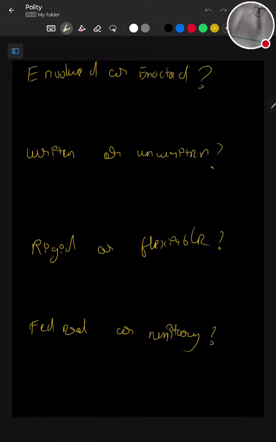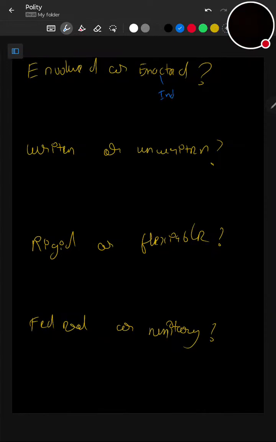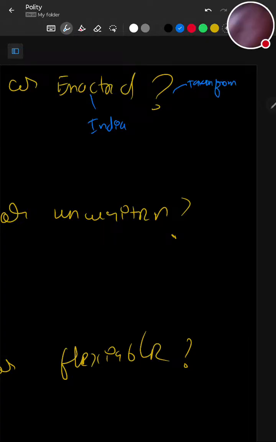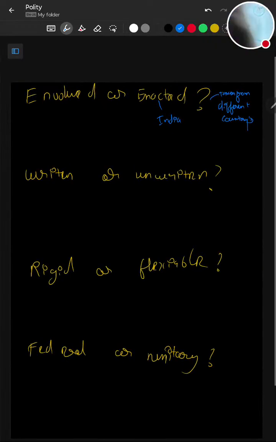So, the first question was: is our constitution evolved or enacted? Right. Our constitution is enacted. Enacted basically means taken from different countries, as we discussed in the earlier section. Evolved would be like the British one, because they captured everybody and did not get captured by anybody, so it evolved over time.